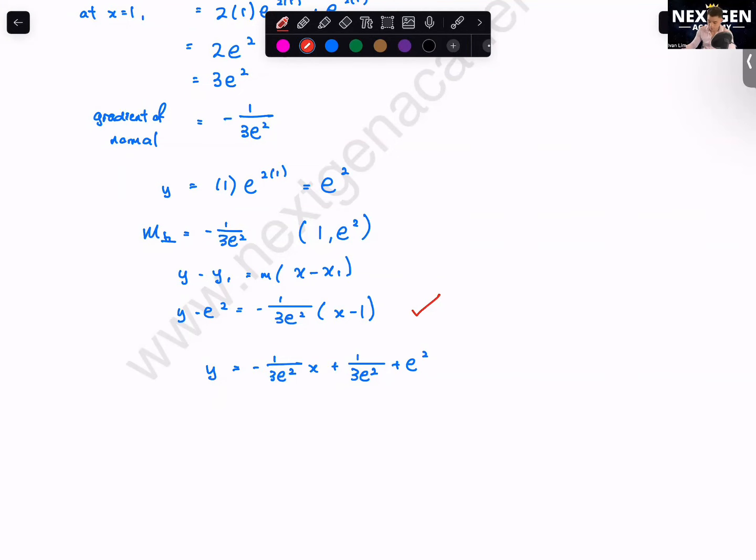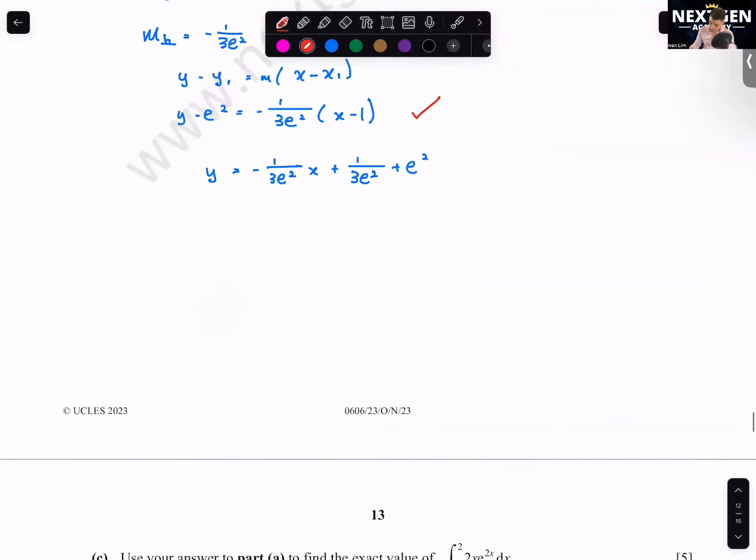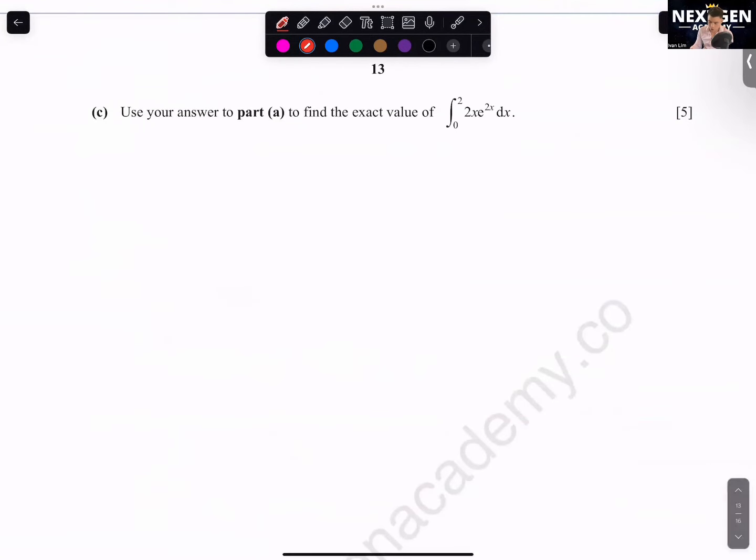Okay, question B. Let's go to question C. Now they say, use your answer to part A to find the exact value of the integral of 2x e to the power of 2x. What we need to observe here is that this is a product type of integration. So can we do product rule? Cannot. The only way to do product or quotient type of integration is reverse differentiation. Okay, reverse differentiation method.